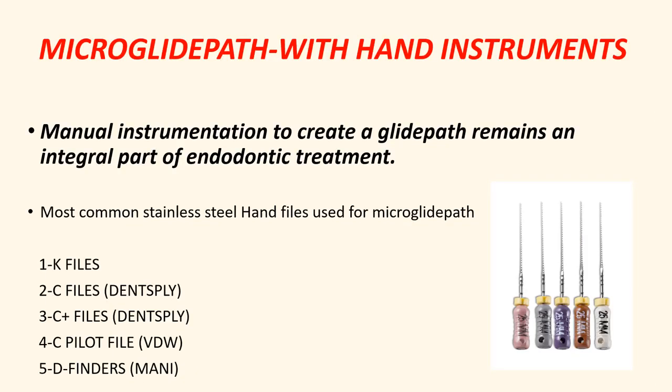Now first we will discuss the micro glide path, which is done with the hand instruments. Manual instrumentation to create a glide path remains an integral part of endodontic treatment. These are the common stainless steel hand files used for the micro glide path: K file, C file, C plus file, C pilot file, and D finders.